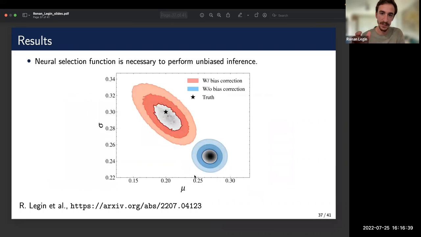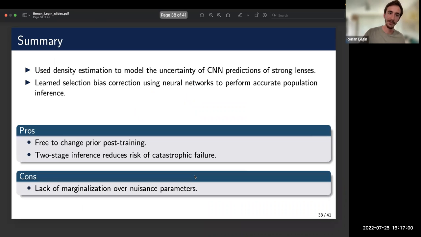And here are preliminary results where we show in red the posterior of the population hyperparameters when we take into account this bias correction, and in blue where we don't take it into account. So we can see that the neural selection function that we trained, this classifier, is necessary for this case to perform unbiased inference. And so with that, I'll quickly summarize if I have time.